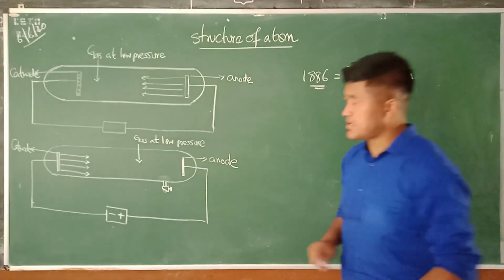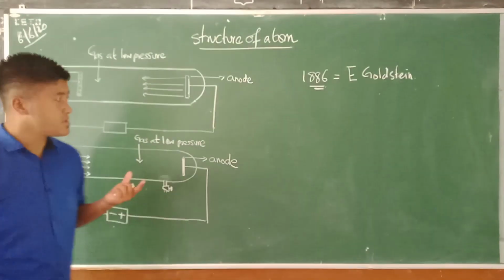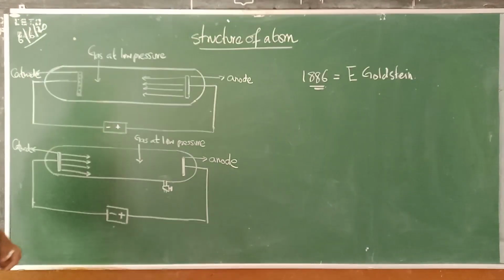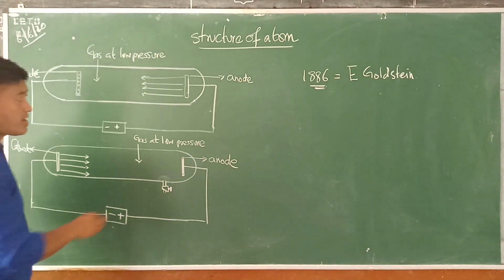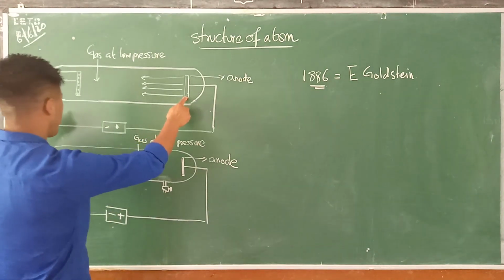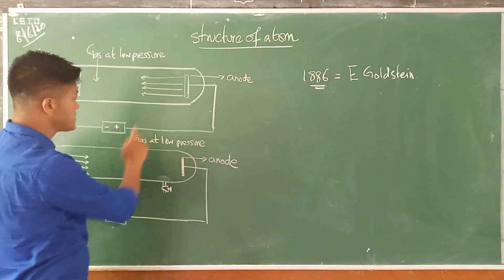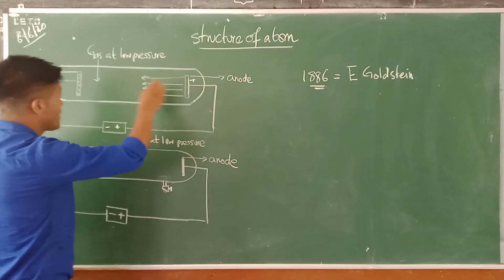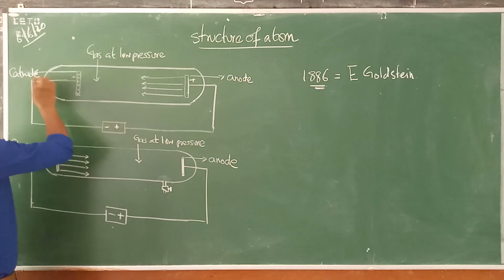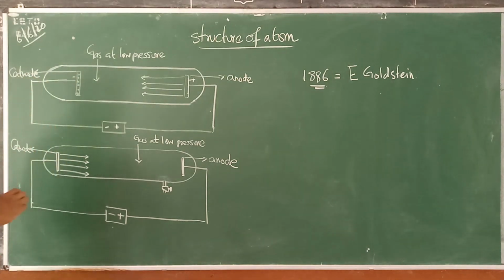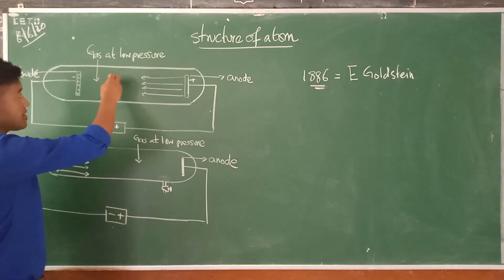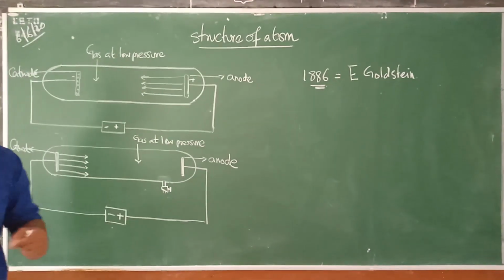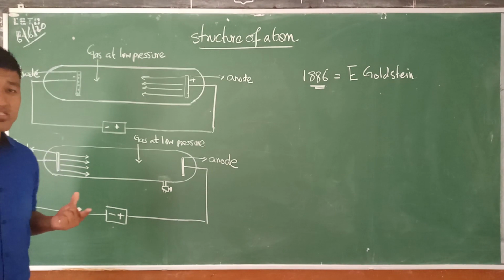If you look at this diagram, this is negative and this is positive. So you can understand that there are 2 electrodes, one over here and one on that side. The positive one we call the anode, and the negative one we call the cathode. In between there are gases at very low pressure, and we can take the example of hydrogen gas.